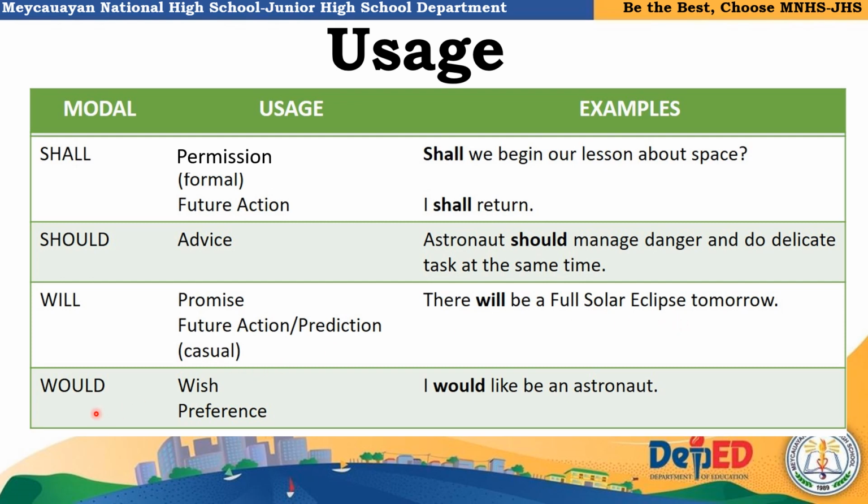And last one, we have would. We use the modal would when we are stating wish or preferences. Example, I would like to be an astronaut. The writer is stating his wish to be an astronaut. That is why we use the modal would. So please remember the usage of these modals because one modal may change the meaning of the whole sentence.